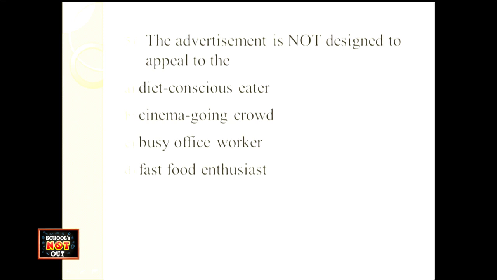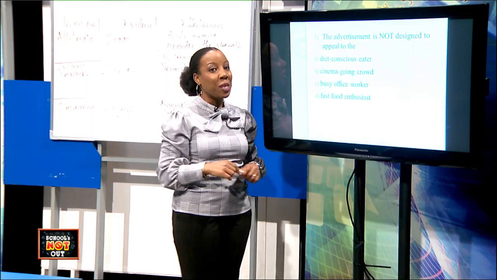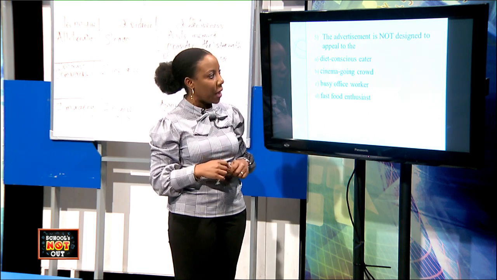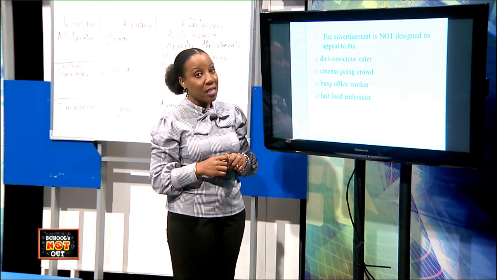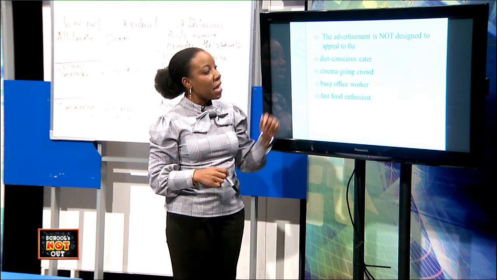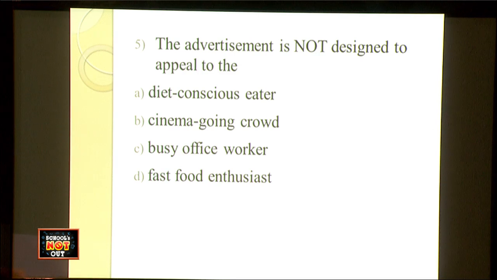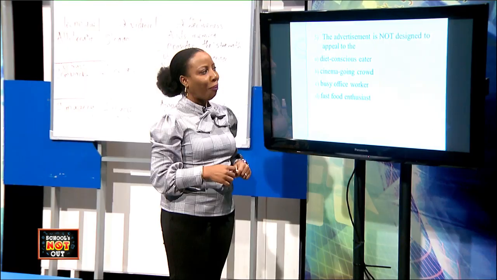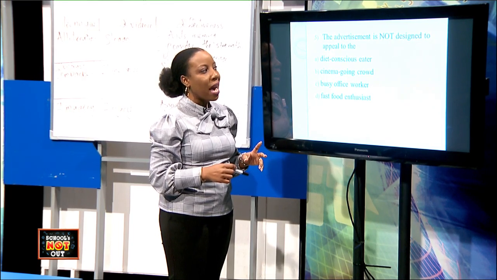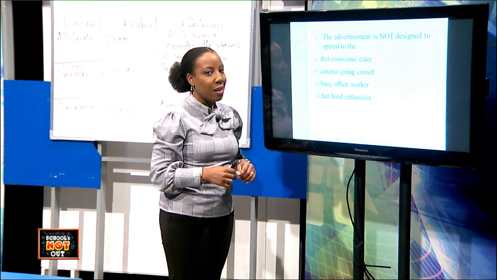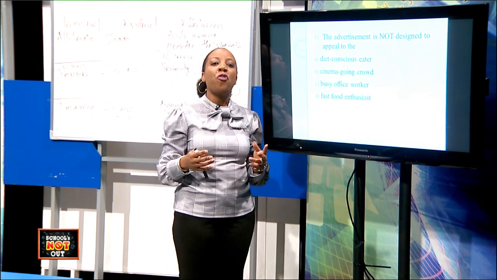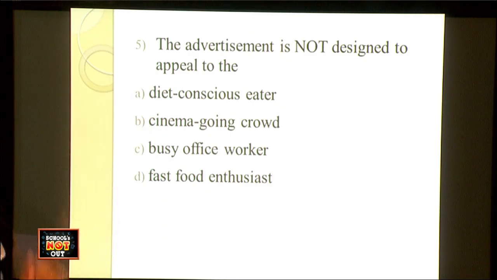5. The advertisement is not designed to appeal to the diet-conscious eater, cinema-going crowd, busy office worker, fast food enthusiast. Which one doesn't the advertisement appeal to? Is it A, diet-conscious eater, B, cinema-going crowd, C, busy office worker, or D, fast food enthusiasts? What's your answer? Yes, A is the correct answer. It is not appealing to diet-conscious eaters. Again, we go back to the point about junk food not being nutritious meals. So this one would be out, A.